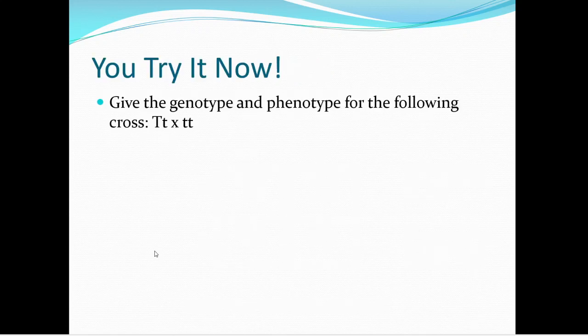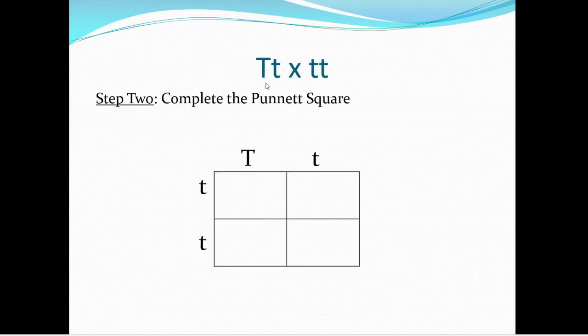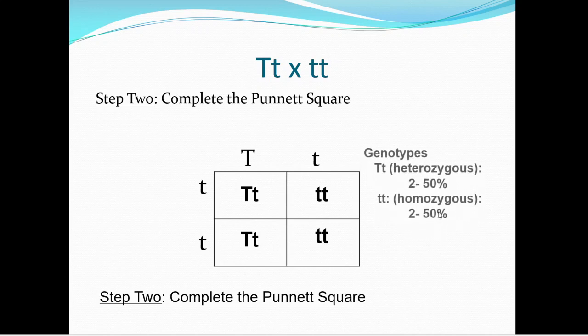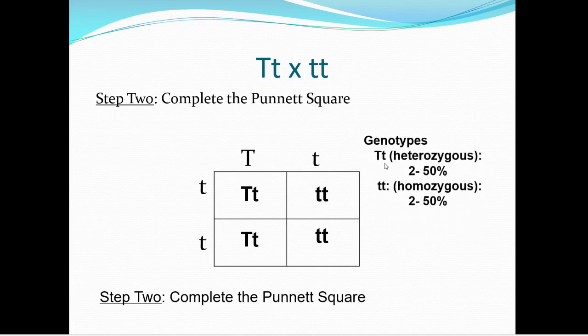All right, let's try another one. What if we had a heterozygous times a homozygous recessive? So we'll put in our letters, and then we'll start crossing them, okay? So that will get us a heterozygous. This one, though, will give us a homozygous, heterozygous, and homozygous. Now, see what our genotypes are. So we have heterozygous. We're going to have 2 of them here. So 50% heterozygous and 50% homozygous. And the phenotypes is we're going to have 50% tall and 50% short.